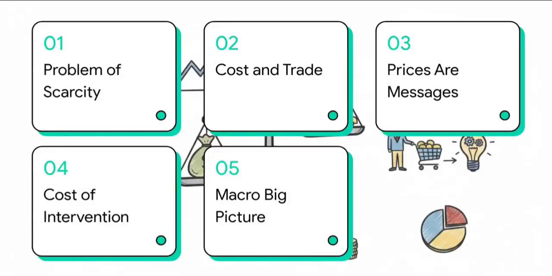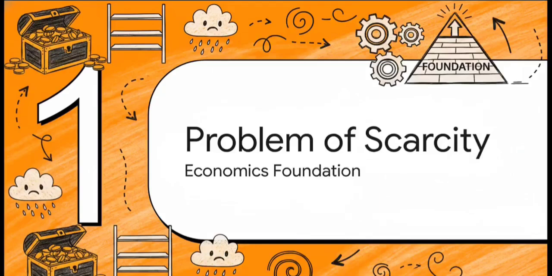So, here's our blueprint for today. 1. The problem of scarcity. 2. Opportunity cost and trade. 3. Prices are hidden messages. 4. The cost of intervention. And finally, 5. The macro big picture. We're building this from the ground up, starting with scarcity and zooming all the way out to the entire economy. Let's get to it. Section 1.